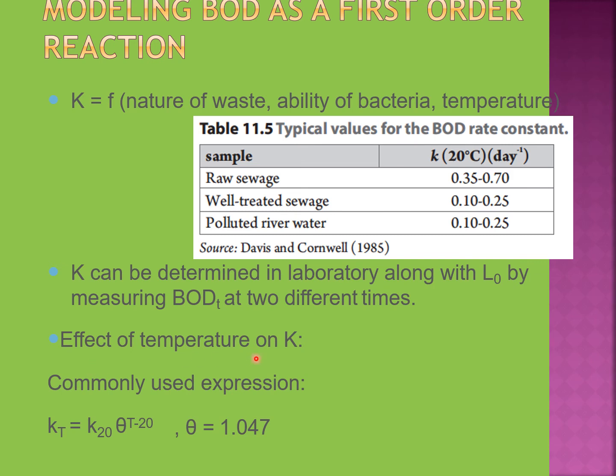Effects of temperature on k. The commonly used expression to determine k is Kt equal to K20 into theta to the power T minus 20. Here, k is the rate constant, and T is the temperature for which we need to calculate the rate constant. K20 is the rate constant at 20 degrees Celsius. Theta is a constant which is equal to 1.047.